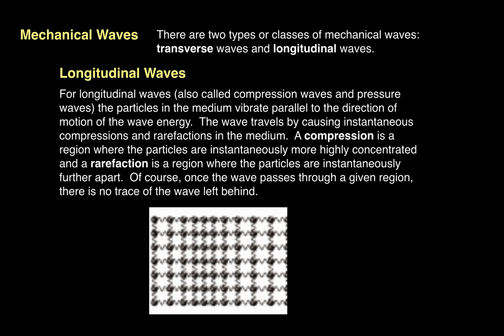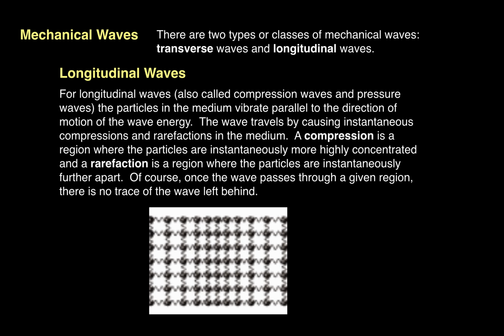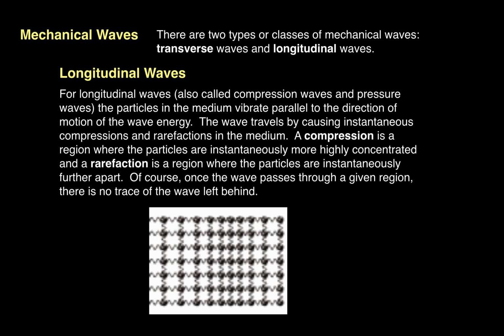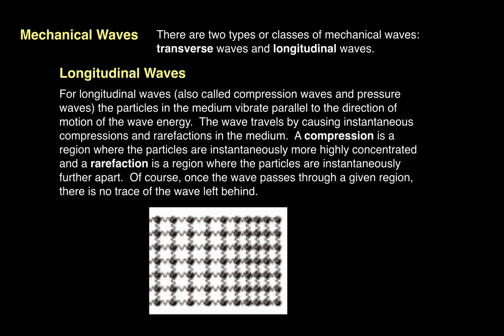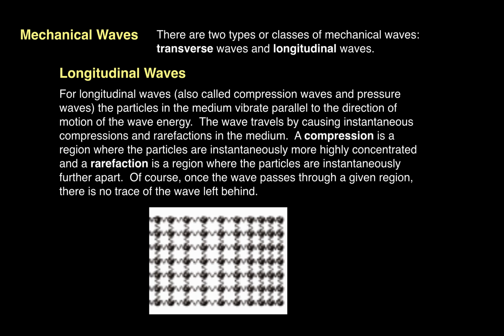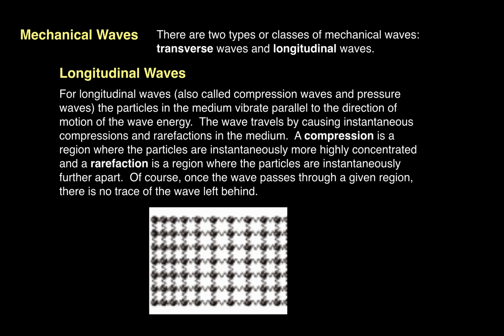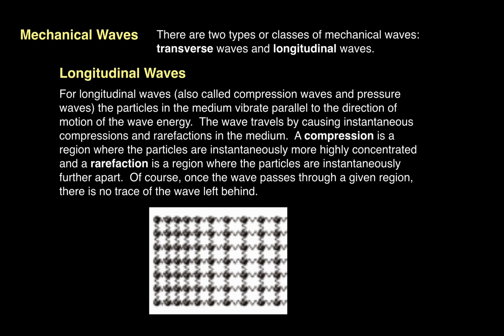For longitudinal waves, which are also called compression waves and pressure waves, the particles in the medium vibrate parallel to the direction of motion of the wave energy. The wave travels by causing instantaneous compressions and rarefactions in the medium. A compression is a region where the particles are instantaneously more highly concentrated, and a rarefaction is a region where the particles are instantaneously further apart. Of course, once the wave passes through a given region, there is no trace of the wave left behind.